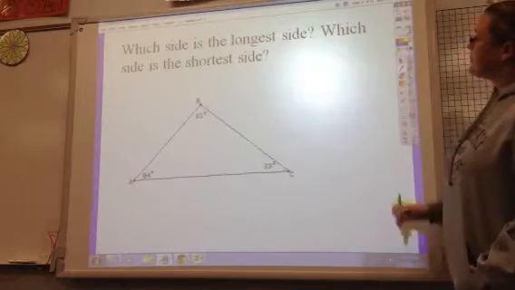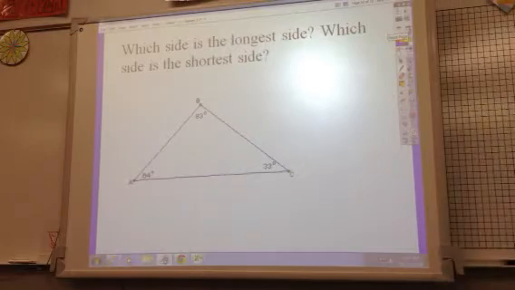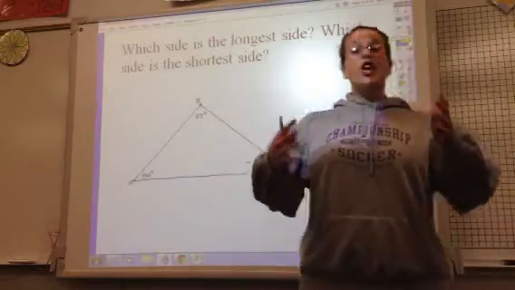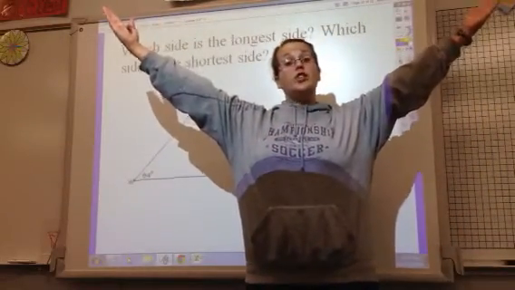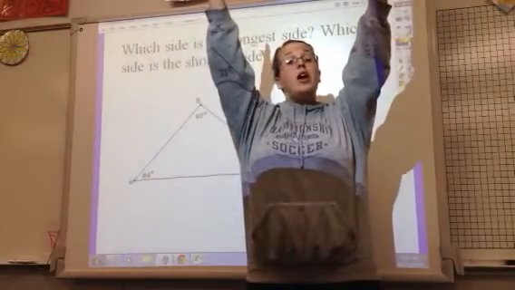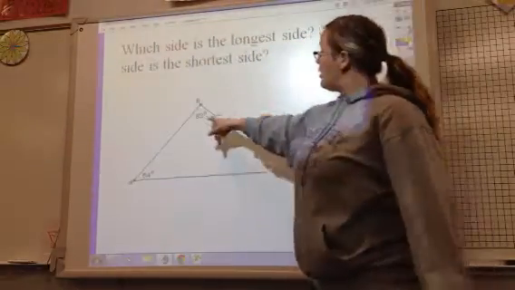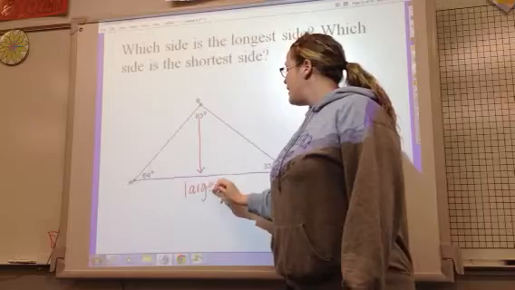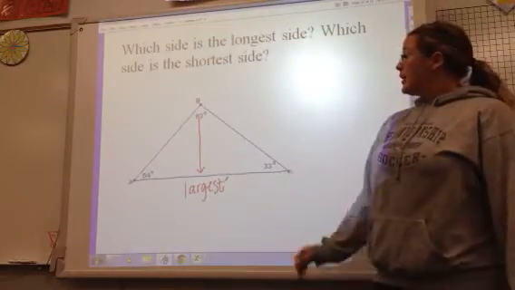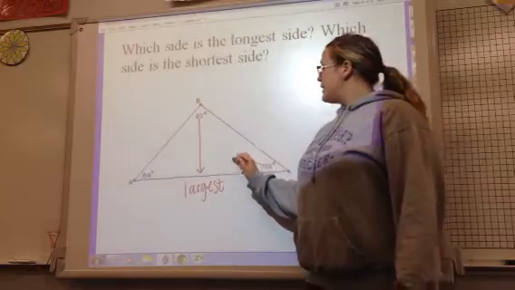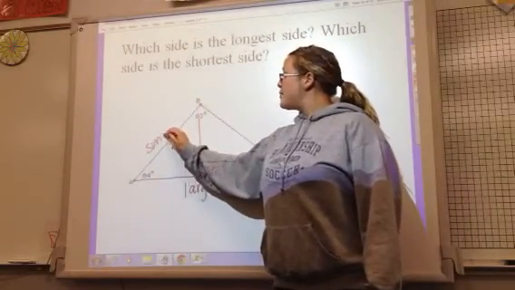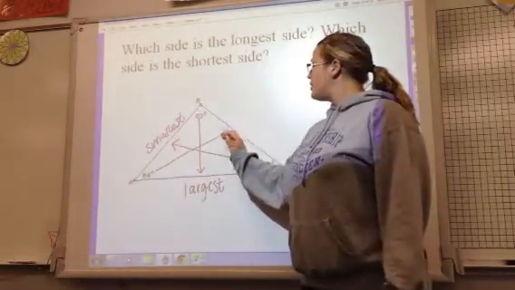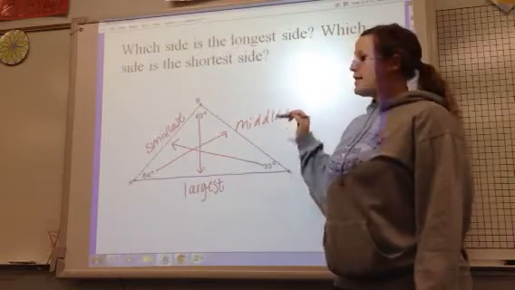Let's look at another one. Okay, so if I want to figure out what side's the longest and what side's the shortest, I've got to go back to thinking about, well, the larger the angle, the larger the side. The smaller the angle, the smaller the side. So my largest angle is 83. So the side across from 83 has to be my largest side. The smallest angle, 33. The side across from that has to be my smallest side. And then my middle angle is my middle sized side.